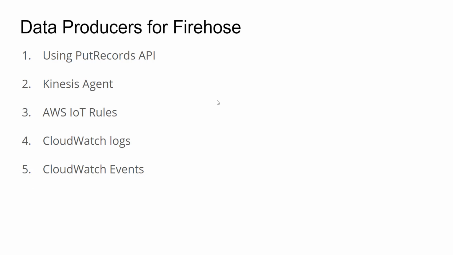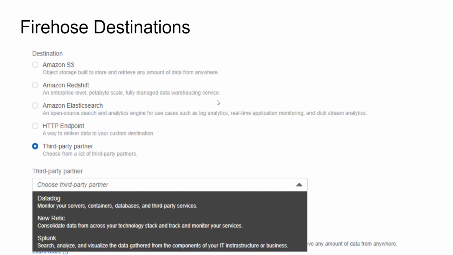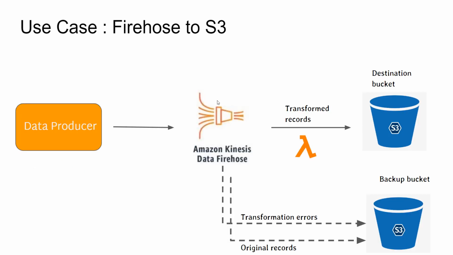Coming to the Firehose destinations, which we have already covered in the first slide. This is very important if you're preparing for a certification exam. You can get questions on Firehose destinations also. So destinations can be S3, Redshift, Elasticsearch, or your custom HTTP endpoints. Now, AWS also supports third-party partners such as Datadog and New Relic. Splunk was supported earlier also. Let's look at the use cases of Firehose.